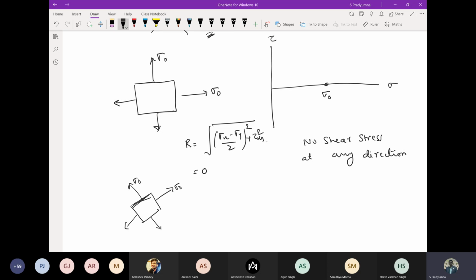So this is one more observation you can have. Every direction is a principal direction. That's what we can say. If all the principal stresses are the same, that means every direction is a principal direction. This is another way of looking at the problem. Okay. All right.